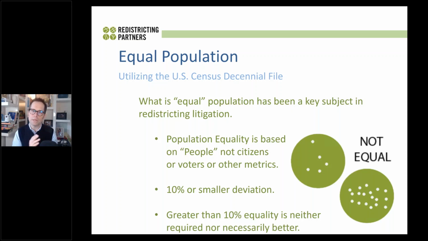Now, we're not looking at citizens, we're not looking at adults, we're not looking at parents, we're looking at relatively equal based on total population. Now, relatively equal in local government, municipal, school board redistricting is a buffer of 10%, meaning that the biggest district and the smallest district should be within 10% of each other.